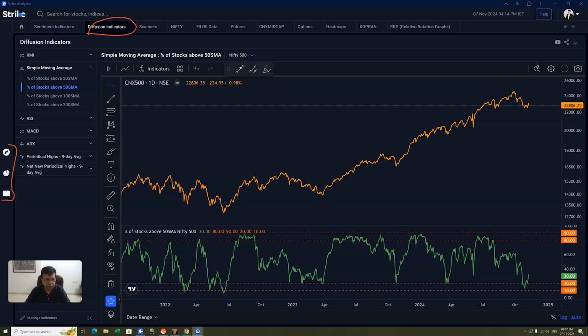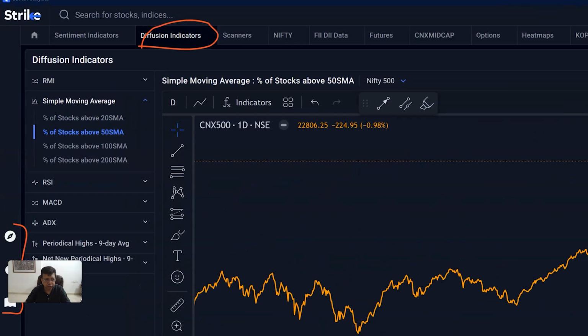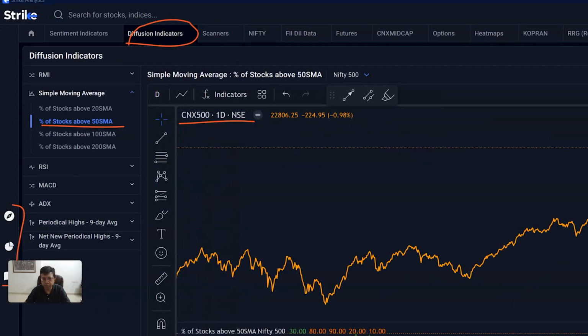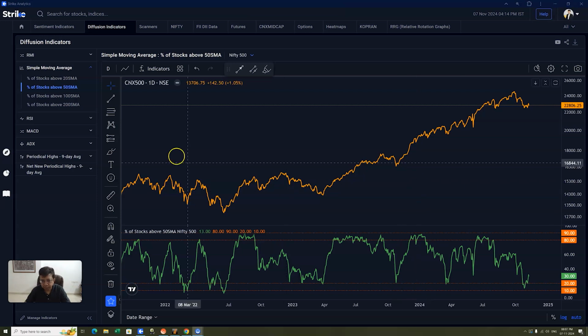I have chosen percentage of stocks above the 50-day moving average, right? I've taken this over here, and I've taken it for the CNX 500. So this is very important, because what it really tells you is what we are going to run the indicator on. So the green line over here basically plots the percentage of stocks above the 50-day average out of the Nifty 500. So 500 stocks, what percentage are above?